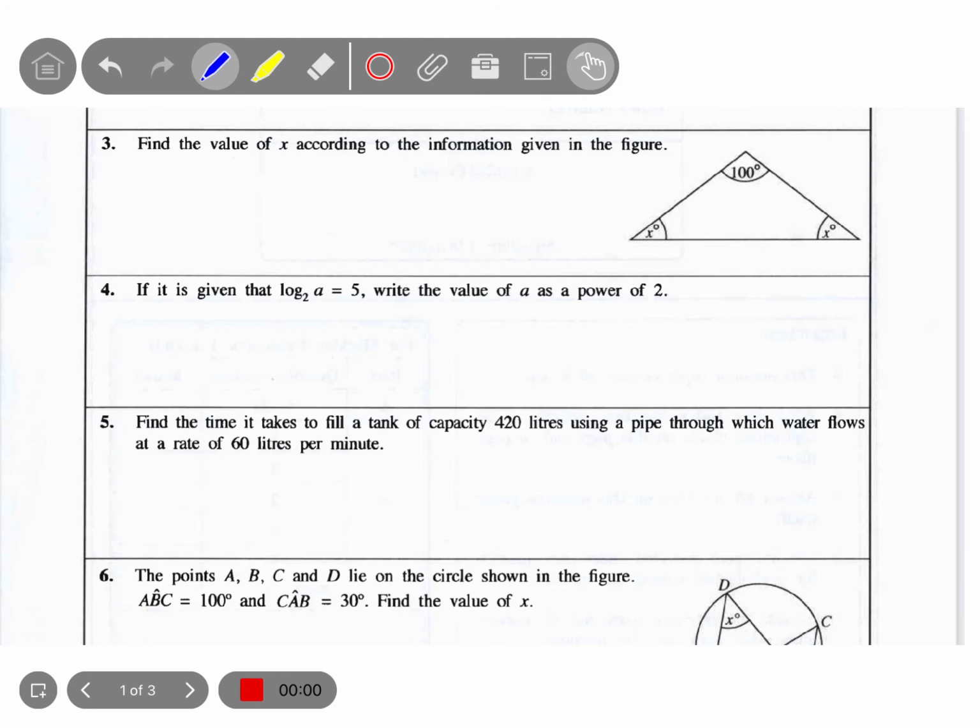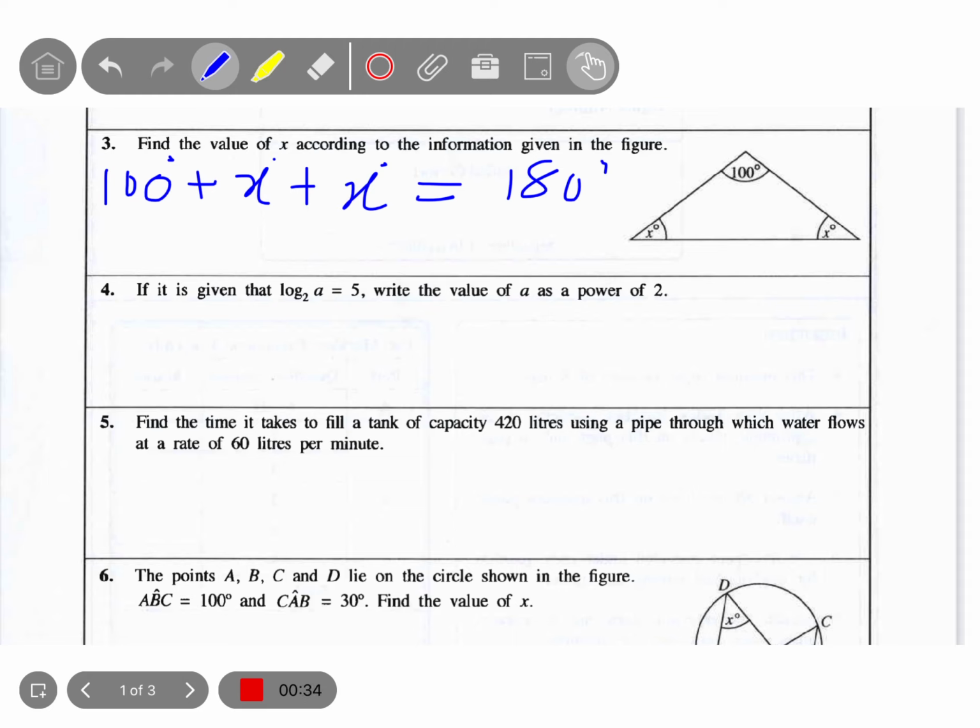Third question, find the value of x according to the information given in the figure. So we know what this figure is, right? It's a triangle. So the sum of all the angles in a triangle is 180 degrees. So we have one angle given as 100 degrees and the other two angles given as x. So if we add these three angles, this should become 180 degrees. So it's pretty easy. This becomes an equation.